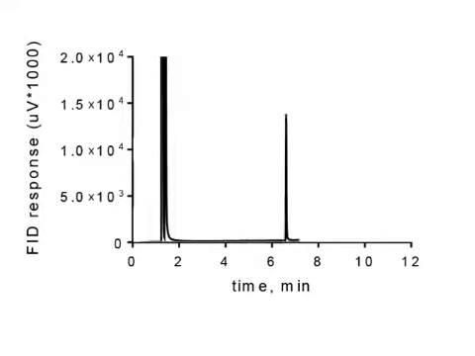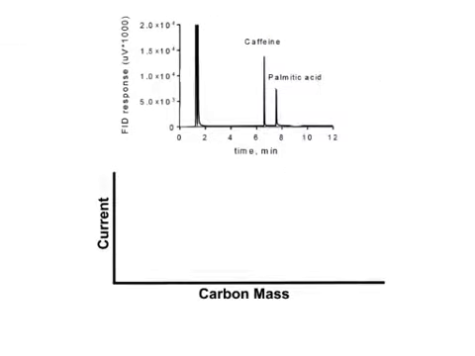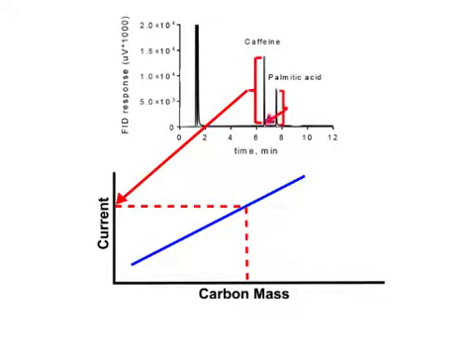In this example, caffeine and palmitic acid levels in coffee were analyzed using GC with FID. Caffeine is smaller and less polar, so it is less attracted to the column and elutes first. Palmitic acid, which has a long alkane chain tail, elutes later due to a higher affinity with the stationary phase. Because peak dimensions are proportional to carbon mass, the concentration of each component can be determined from its respective peak area on the chromatograph and compared to standards of known concentration.